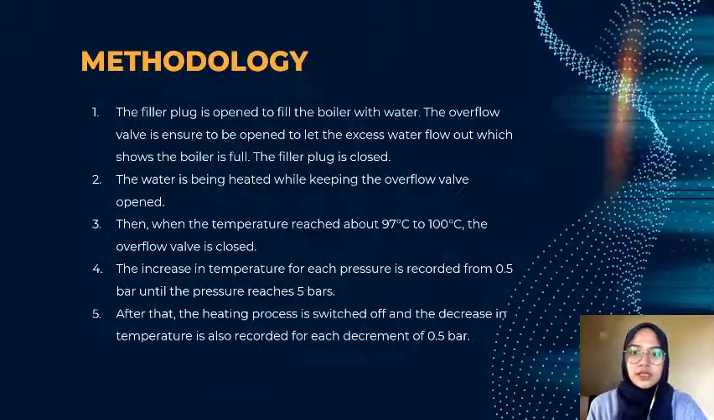Next, the water is being heated while keeping the overflow valve opened, and then when the temperature reaches about 97 degrees Celsius to 100 degrees Celsius, the overflow valve is closed. And then the increase in temperature for each pressure is recorded from 0.5 bar until the pressure reaches 5 bars, and then after that the heating process is switched off, and then the decrease in temperature is also recorded for each decrement of 0.5 bar.